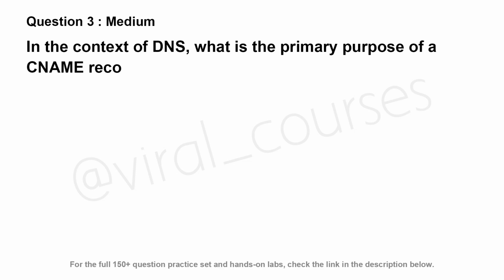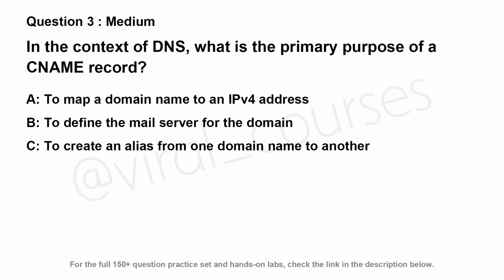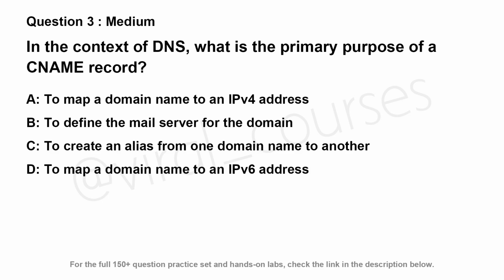In the context of DNS, what is the primary purpose of a CNAME record? Option A, to map a domain name to an IPv4 address. Option B, to define the mail server for the domain. Option C, to create an alias from one domain name to another. Option D, to map a domain name to an IPv6 address.